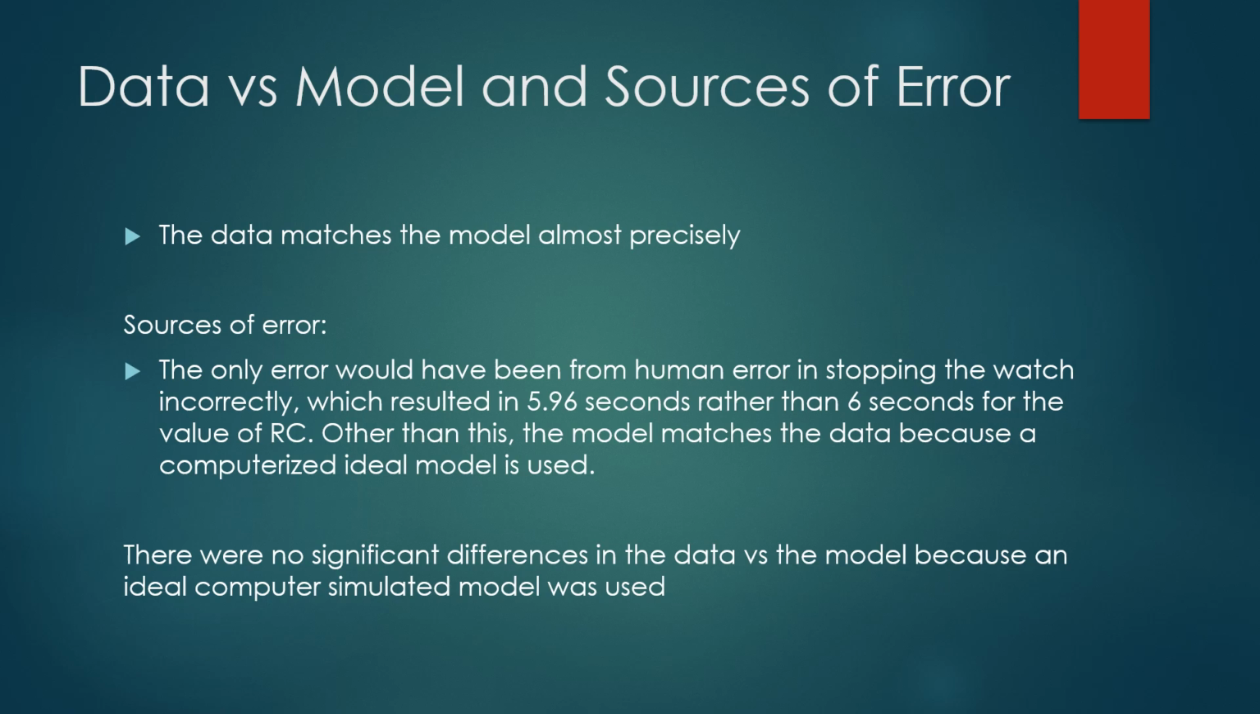The only source of error would be the error from humans in stopping the watch incorrectly, which would have resulted in the 5.96 seconds rather than 6 seconds. Other than this, the model matched the data almost precisely because of the computerized ideal model, and there were no significant differences in the data versus the model.